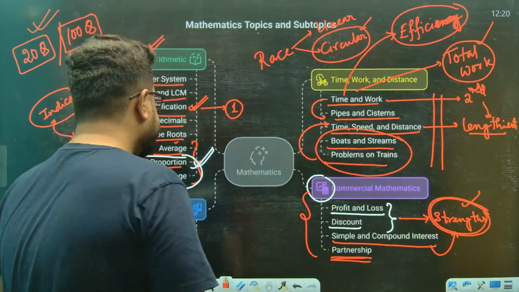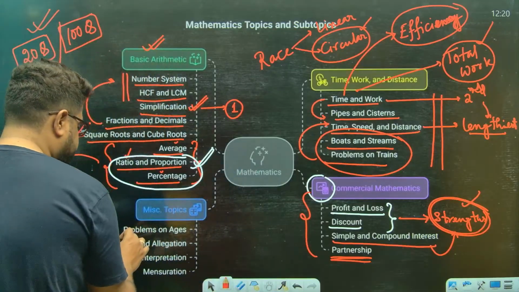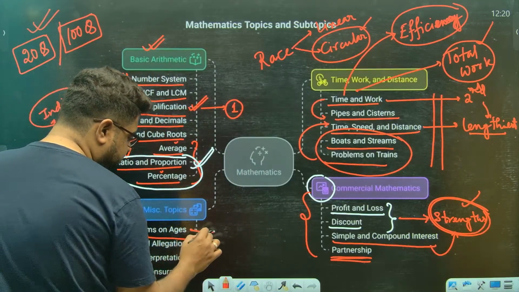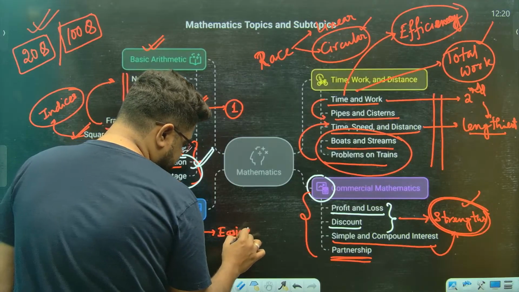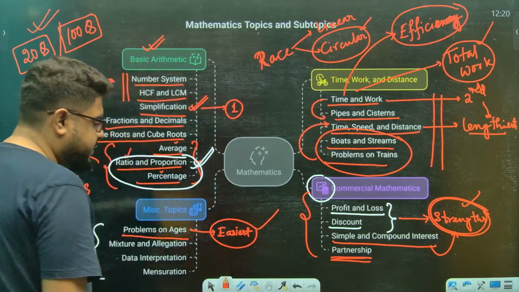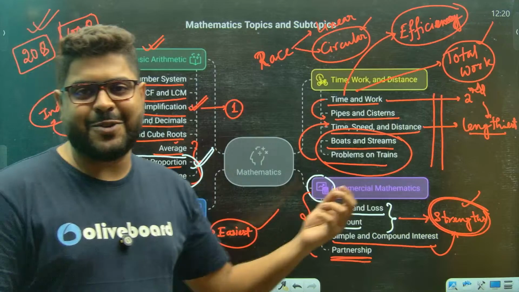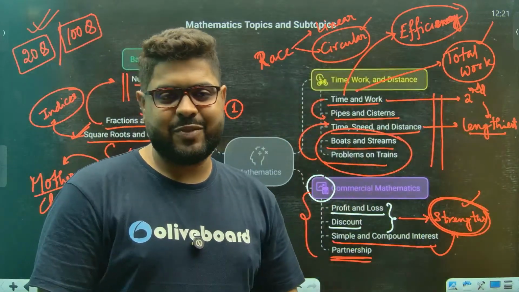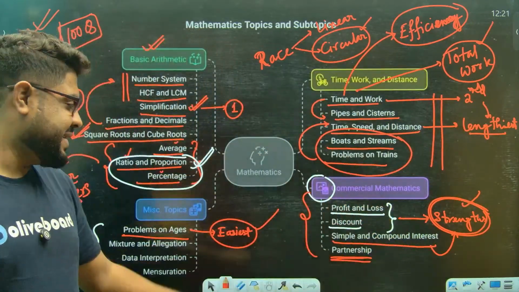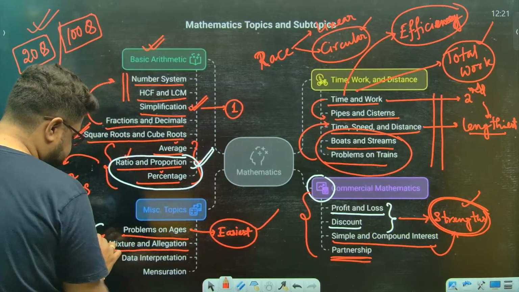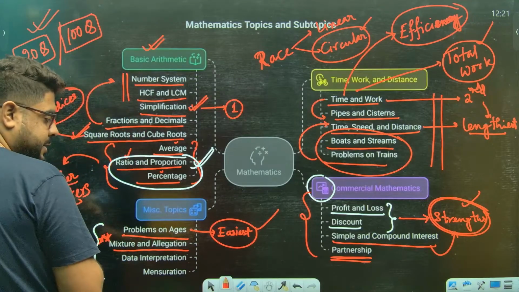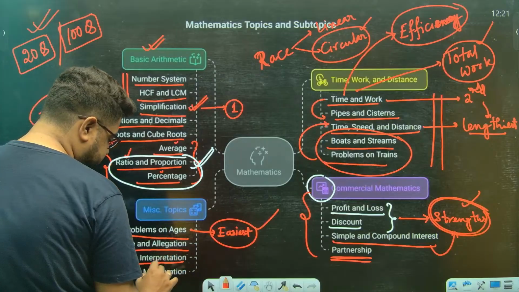Now, among the miscellaneous topics, problem on ages is one of the easiest chapters. If you get a question from this chapter, that will definitely be one of the first you answer. It is a 10 second question. Then mixture and allegation, again a very important and very good chapter. Then data interpretation and mensuration.